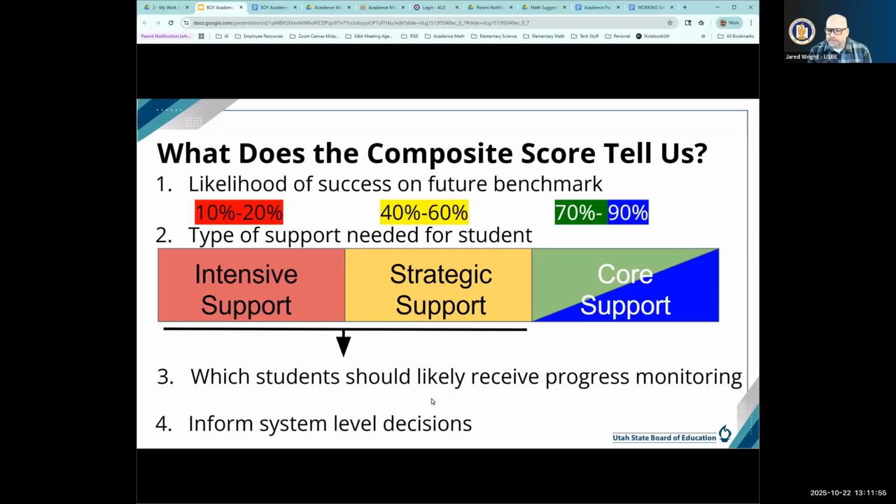And then also system level decisions. If you were attending yesterday, that's where we looked right at the composite score and didn't dig in much below that, because we were focused more on the grade level or school level decisions that might be made.